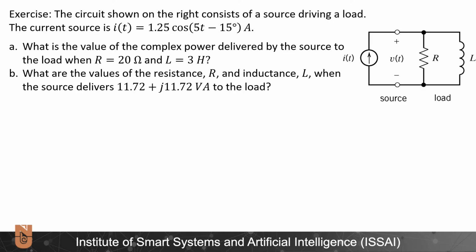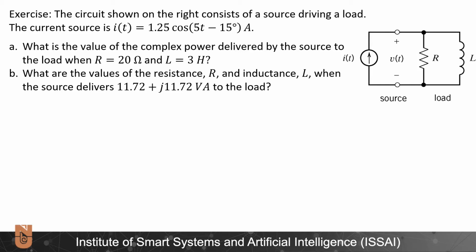The circuit shown on the right consists of a source driving a load. The current source is i(t) = 1.25 cos(5t − 15°) amperes. Part A of the question asks: what is the value of the complex power delivered by the source to the load when R is equal to 20 ohms and L is equal to 3 henries?